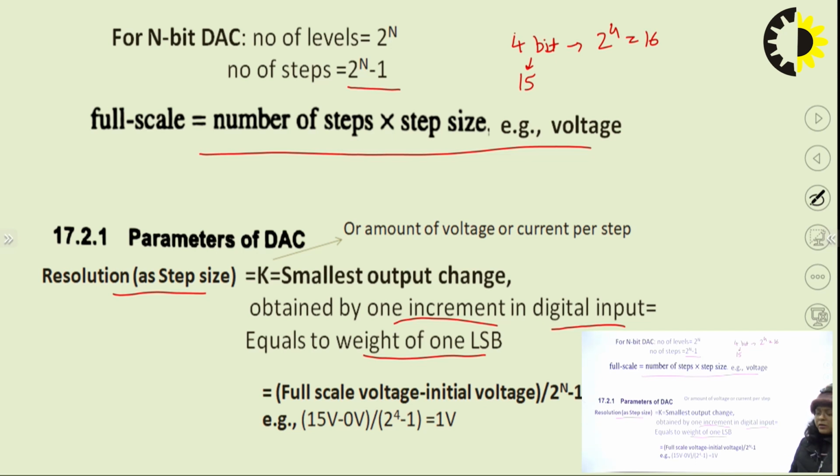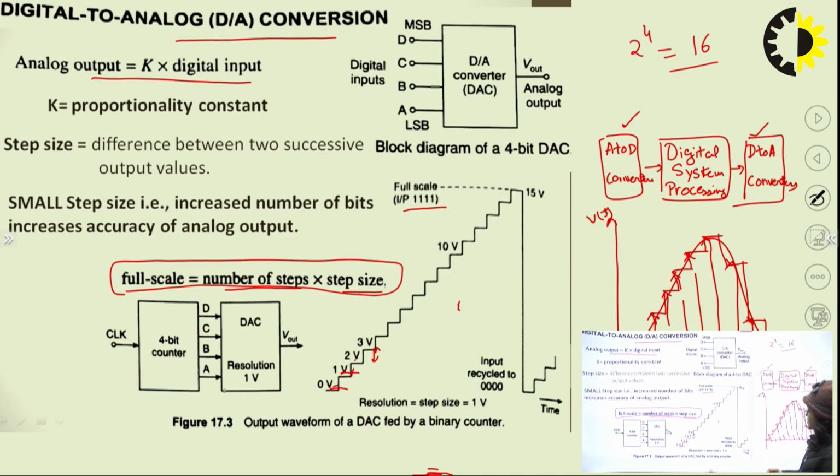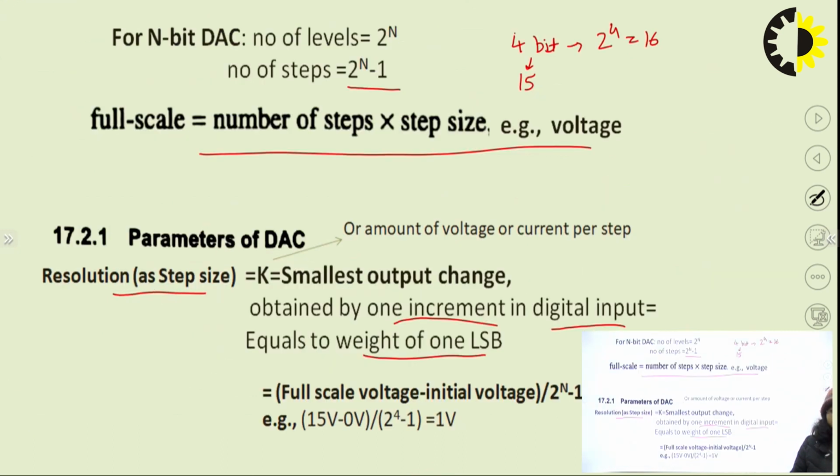For example, if we take a previous example of 15 volt, then the resolution will be (15 volt minus 0) upon (2 to the power 4 minus 1), that is 15, which is equal to 1 volt, which we have taken here. So, the resolution is maximum voltage minus minimum voltage upon total number of steps, that is 2 to the power n minus 1.